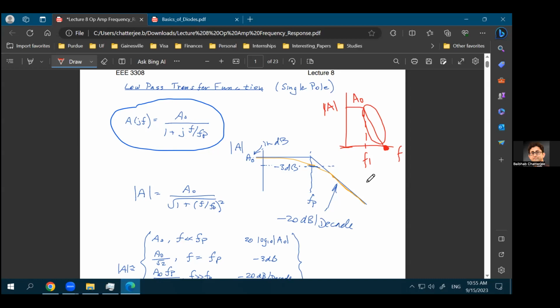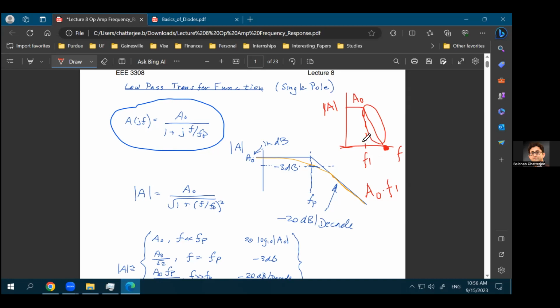So gain A0 times F1, that is your gain bandwidth product. That is the DC gain multiplied with the bandwidth. As your frequency increases by 10 times, the gain reduces by 10 times. The overall gain bandwidth product remains constant. If the gain becomes 1, the frequency is A0 times F1, so that the gain bandwidth product is still the same value. So that's why we say that the gain bandwidth product of the op-amp remains constant.